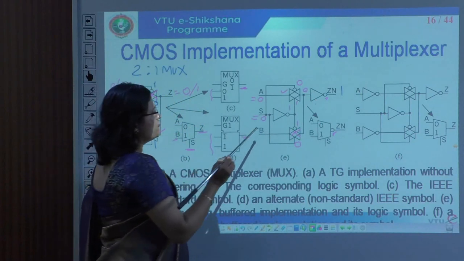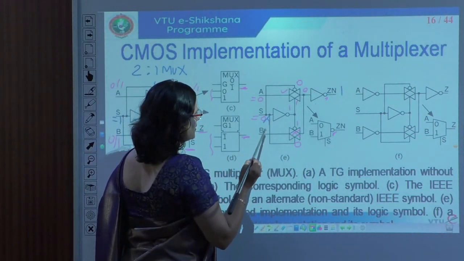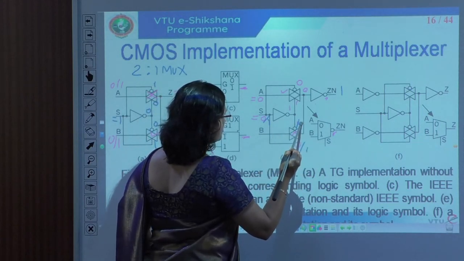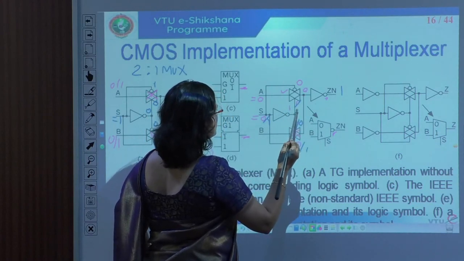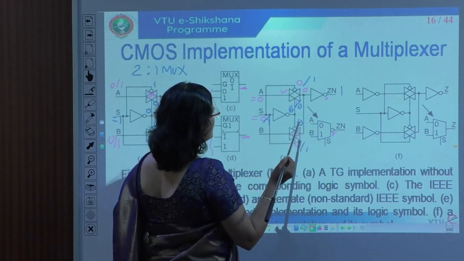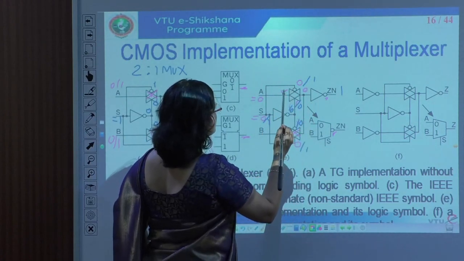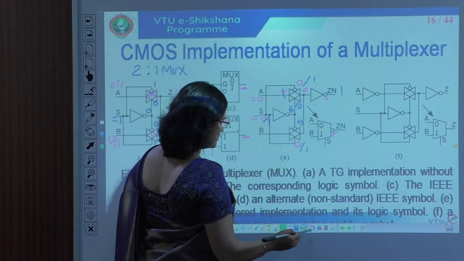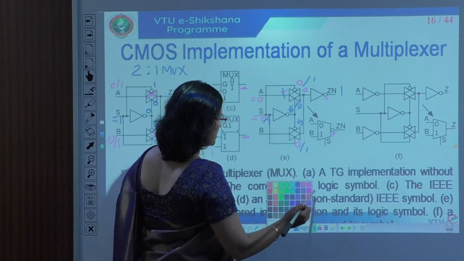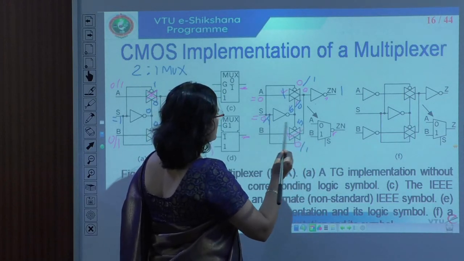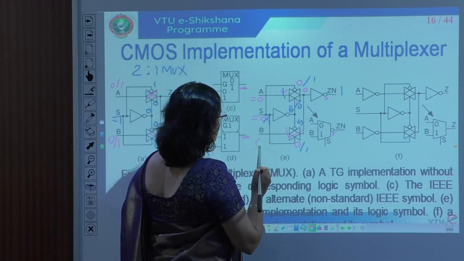Similarly, if you apply S equal to 1 over here, we get 1 here and 0 here, so the inverter output will be 0 here and this will be 1. In that case, what happens? This transmission gate will be turned off, whereas the second transmission gate will be turned on.